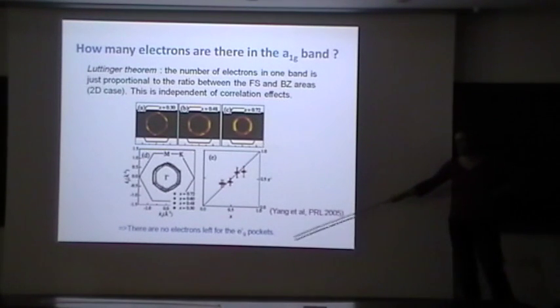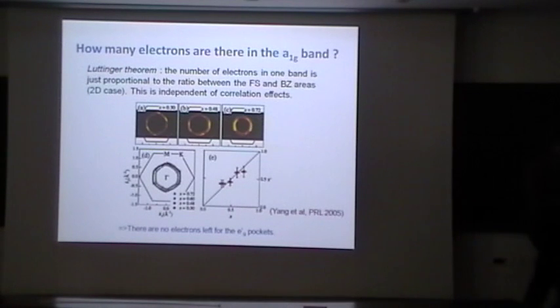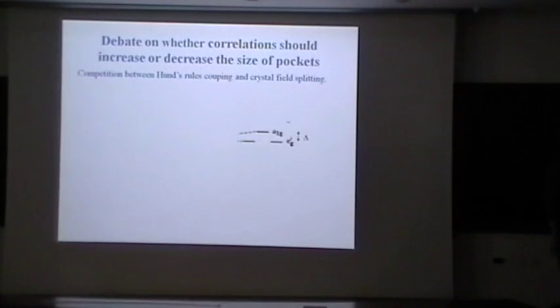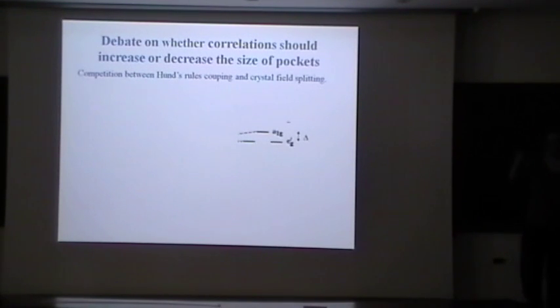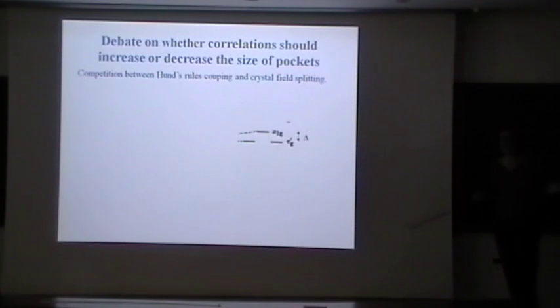So it seems that there are no electrons left for these energy pockets, and that they are not present in these systems. Okay, so then there has been a lot of debate on whether correlations could suppress these pockets at the Fermi level. This is a problem that has also been discussed in this school quite often for different cases, and you know that it's a delicate competition between two different effects.